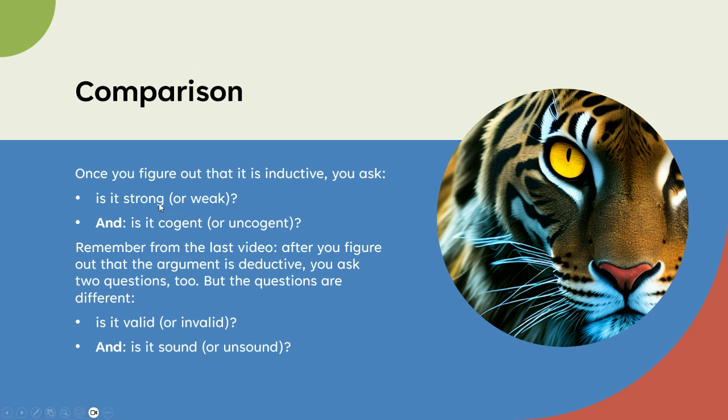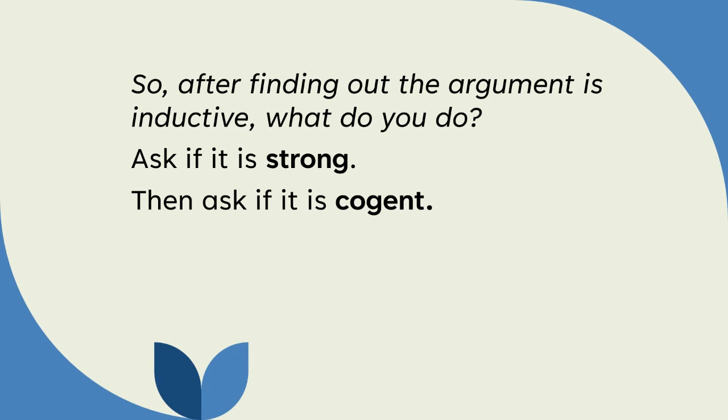So by the way, notice what this means. Strong, cogent, that goes along with inductive stuff. Valid, sound, that goes along with deductive stuff. All right, so in short, this is what I want you to know. Once you find an argument is inductive, this is what I want you to do. Ask if it's strong, then ask if it's cogent.